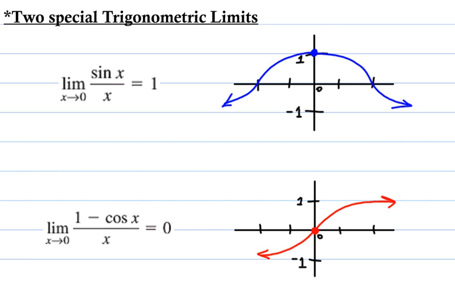So here are the graphs. So for sine of x over x, the limit as it approaches 0 is right here. It's 1. And for 1 minus cosine x over x, the limit as it approaches 0 is 0.